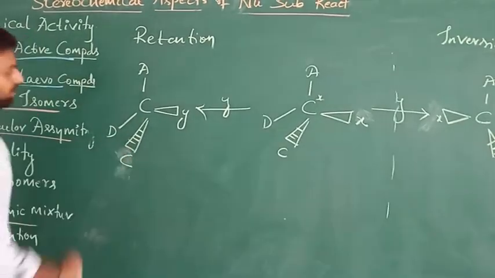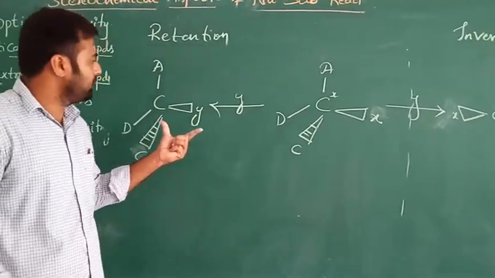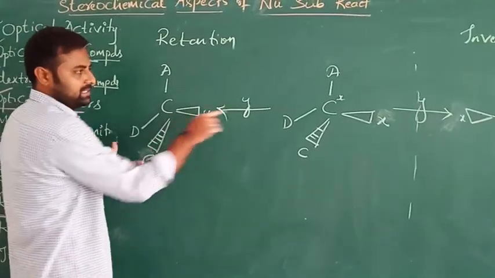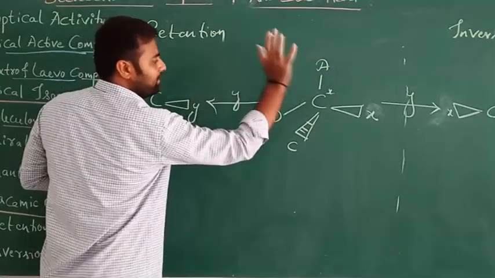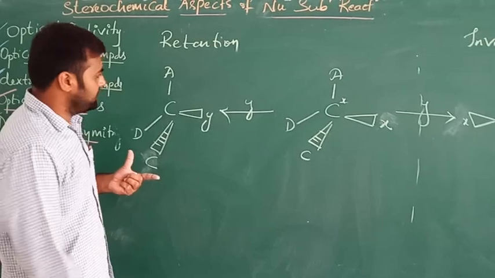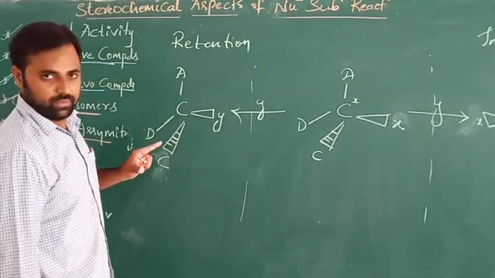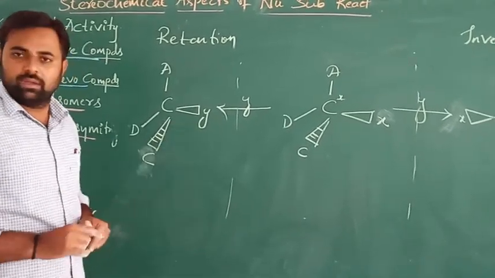This is C, right? You can observe these two molecules. The configuration will not change during this reaction. Why are we going to replace the X? The A will be in the same position. C and D will also be in their position. That means it is not a mirror image of that molecule. It means the spatial arrangement will not change during this reaction.